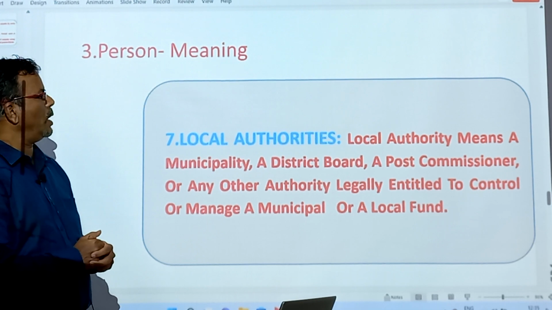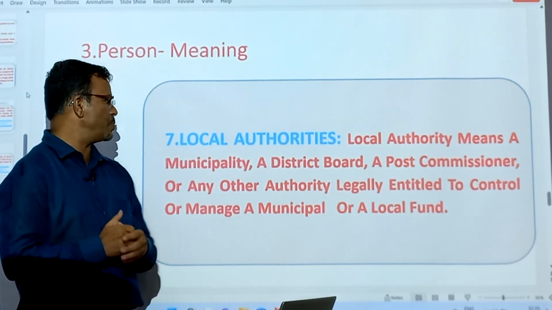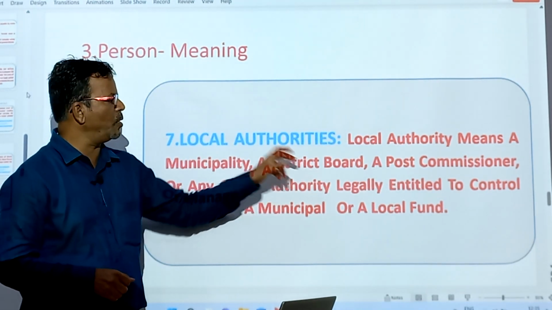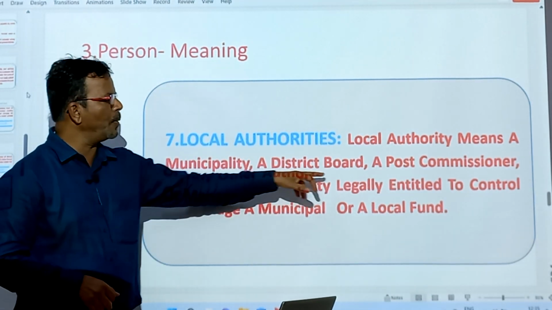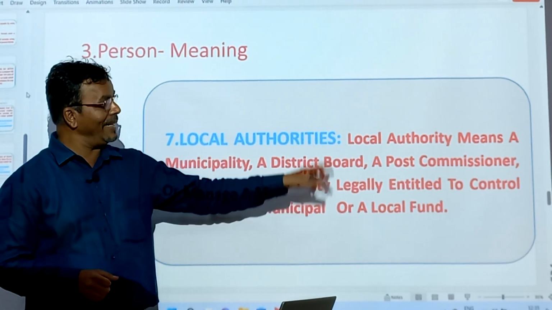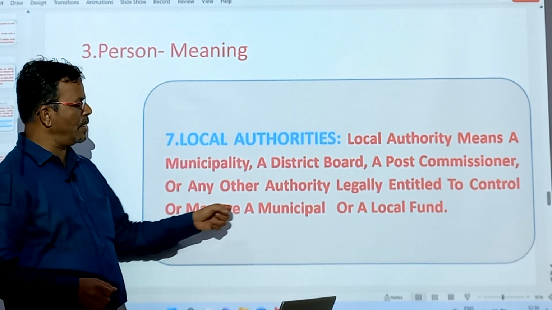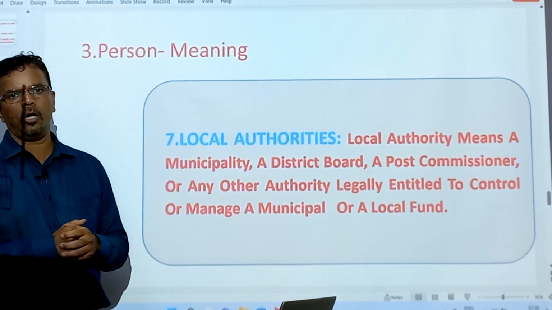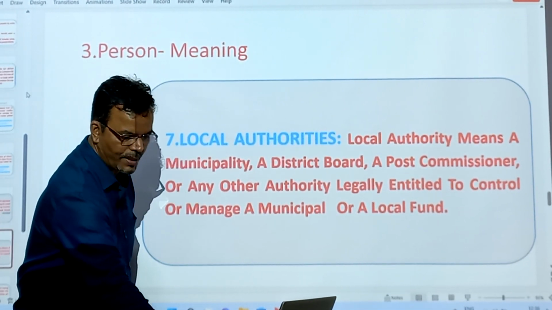After that, local authorities. What does local authority mean? Municipalities are called local authorities. A district board is called a local authority. A port commission is called a local authority. Any other authority legally entitled to control or manage a municipal or local body fund is called a local authority. So, this is also called a person.